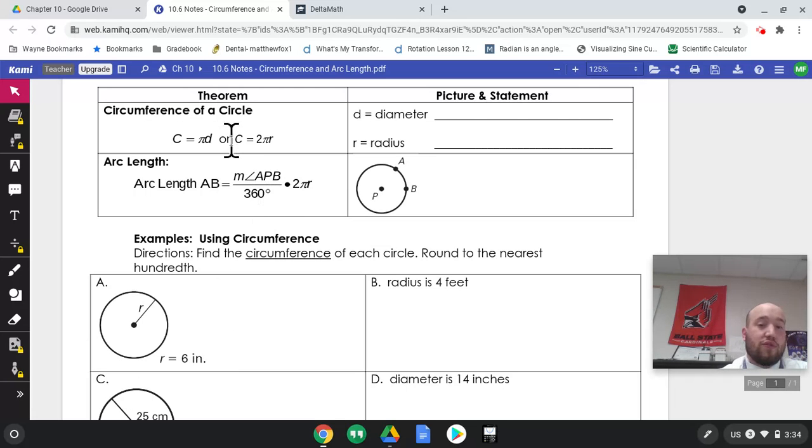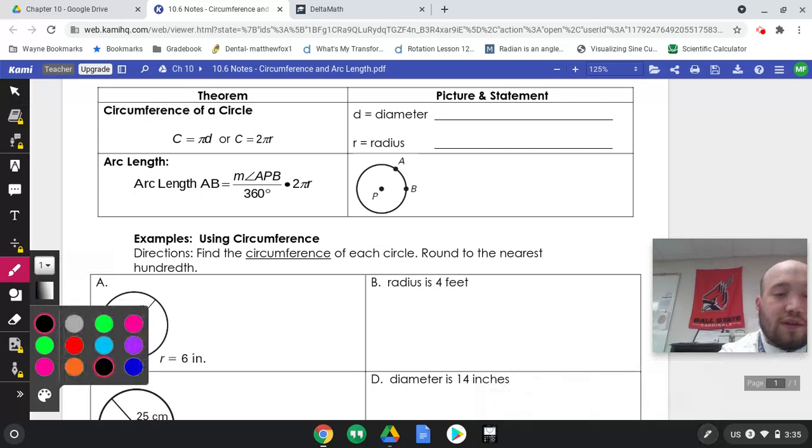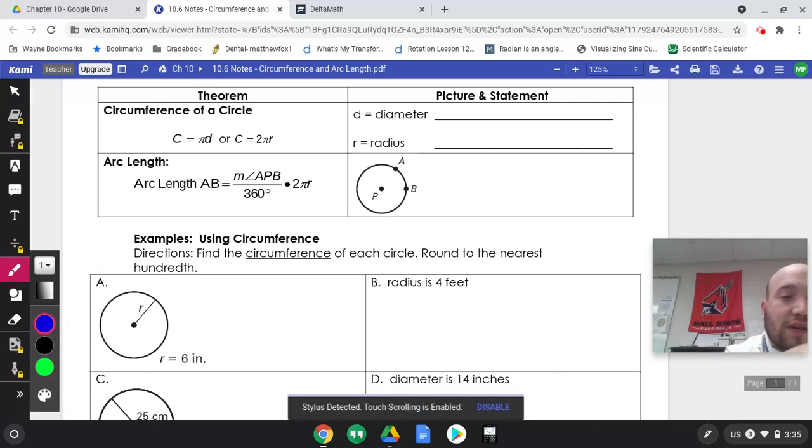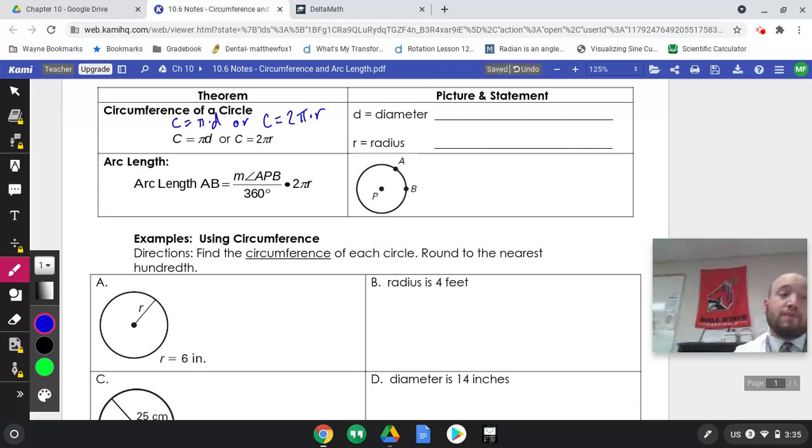There are two different formulas for it, and they're a little goofy in how they copied when I made this a PDF, but that one stands for pi d, and this one is 2 pi r. If you can't tell what that's saying, you might want to rewrite it as c equals pi times d, or c equals 2 times pi times r, where d stands for diameter.